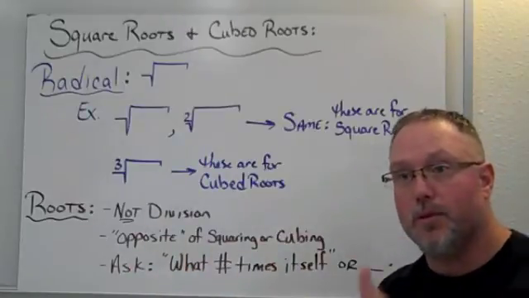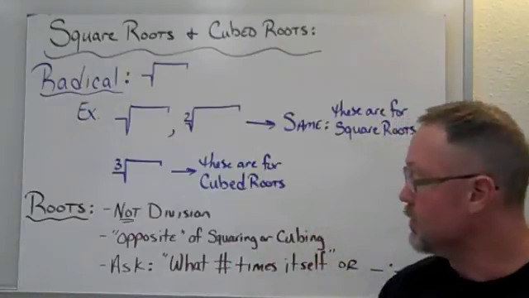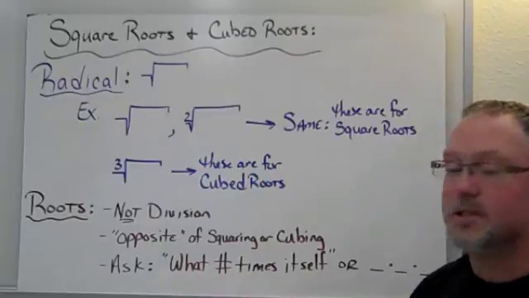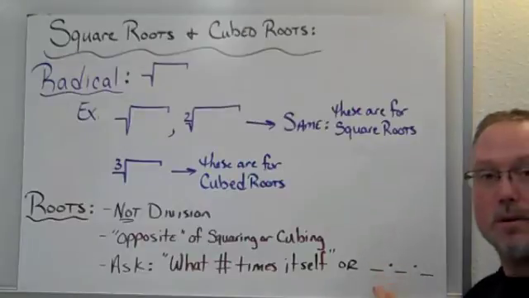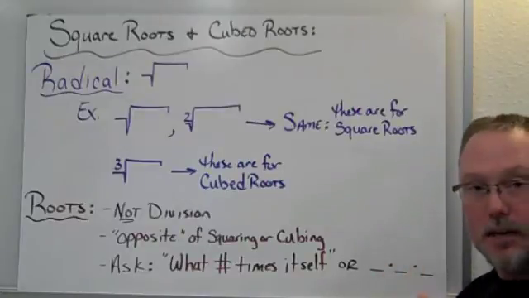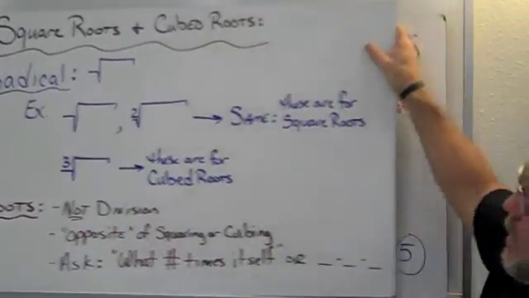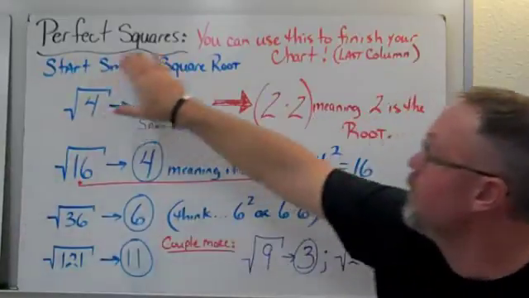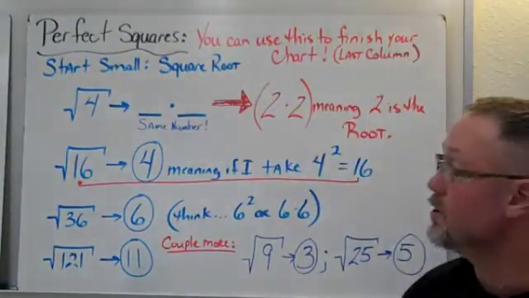So when we went through and did our squares and cubes, now we're going to kind of go in the opposite direction. So the question that you got to ask yourself is, what number times itself? Or in the case of something that's cubed, it's what number times itself 3 times. So through the examples, you'll get an idea of what that is standing for. So our first examples are going to be perfect squares. Now for this one, you can use this to finish your chart.